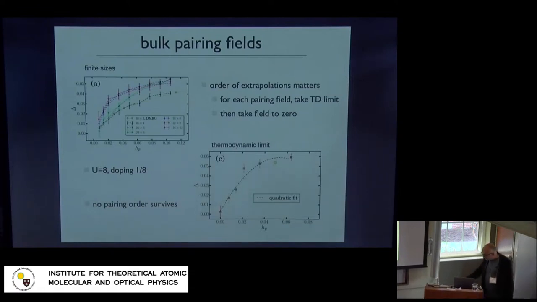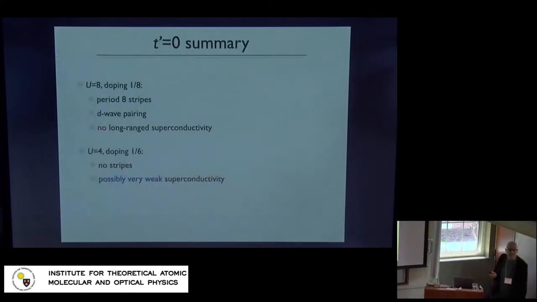So this was now a very brief look at the T prime equals zero summary. The stripes we found were period 8, but that's again inconsistent with what had already been found in these earlier papers. Of course, it should be said that for weak U, there is superconductivity. But in that case, it would be very weak, and it's not in the range of the cuprates. We didn't find anything there.